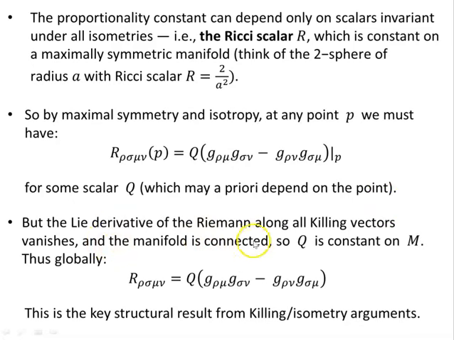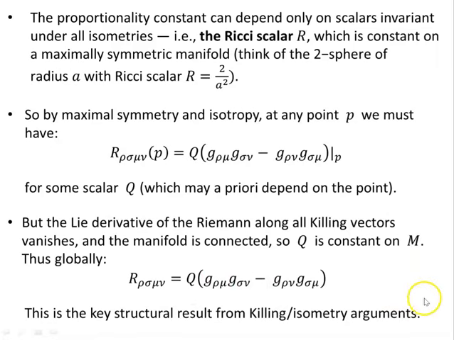But the Lie derivative of the Riemann along all Killing vectors vanishes. The curvature is the same everywhere. Just think of yourself on the 2-sphere: whatever direction you look, up, down, left, right, the curvature is the same. Hence the Ricci scalar is 2 on A squared. The Lie derivative of the Riemann along all Killing vectors vanishes, and the manifold is connected, so Q is constant on M. So globally, this holds. This is the key structural result from Killing isometry arguments.